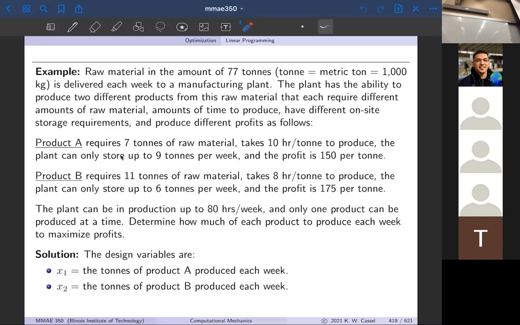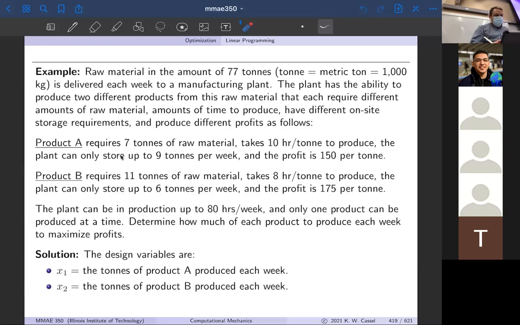Okay, so let's get started here. So here is the problem. We have raw material coming in to a manufacturing plant, 77 tons is delivered each week, and these are metric tons. A tonne is a metric ton as opposed to an English ton, which is 2,000 pounds. A metric ton is 1,000 kilograms, which is not the same. The plant has the ability to produce two different products from this raw material that each require different amounts of raw material, amounts of time to produce, and have different on-site storage requirements. And then finally, they each produce a different amount of profit. So I've pulled all the information together.